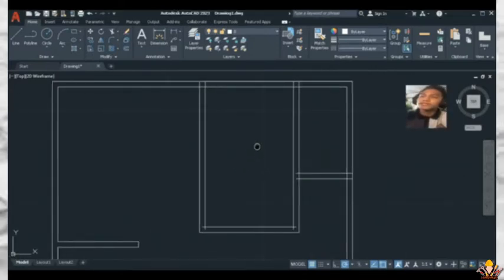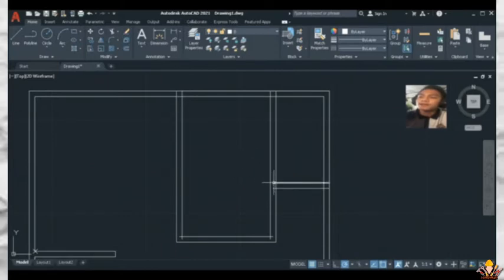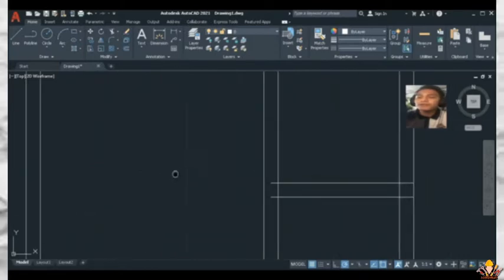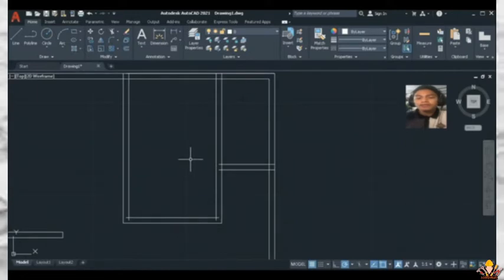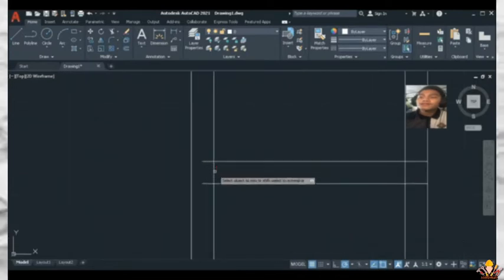I will now erase or remove the lines using the trim command. So first you have again to type TR on the keyboard, press enter, and select the lines that you want to trim, just like this.